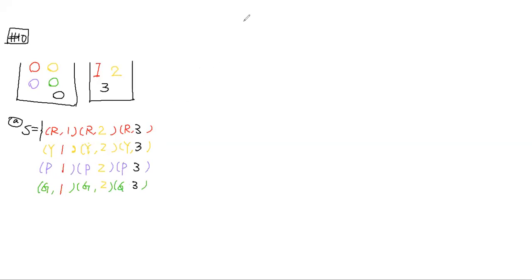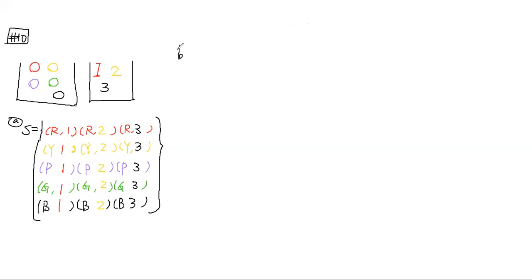Now the last one here, I can have a black, right? So I can have a black ball with red number 1, a black ball with yellow number 2, and a black ball with black number 3 here, right? So this is all of it. 15 is my sample space here.